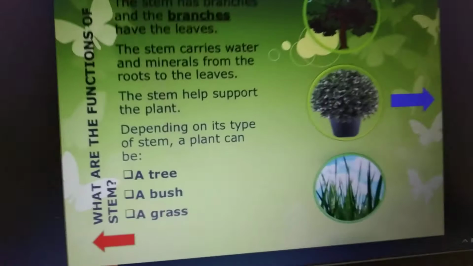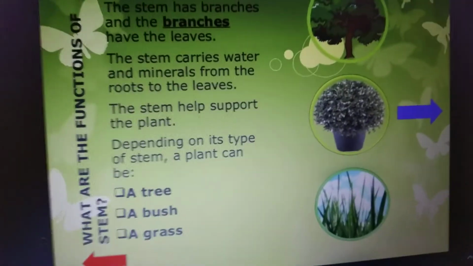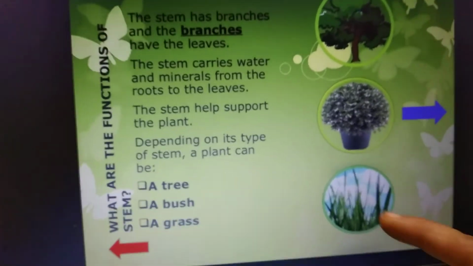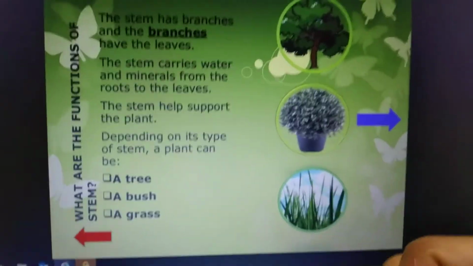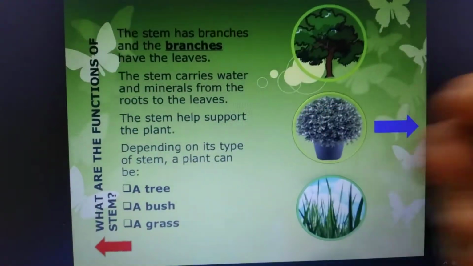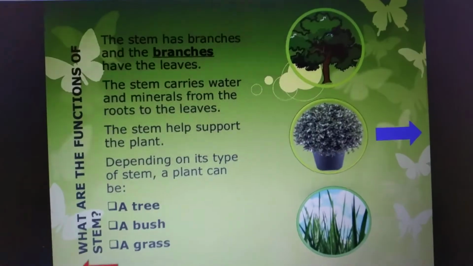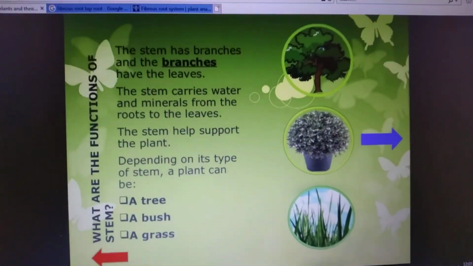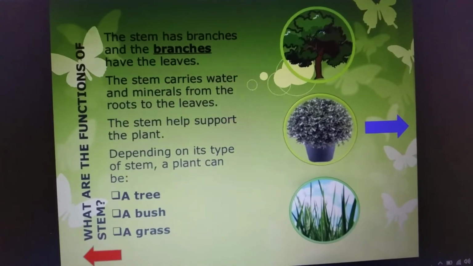And some will be underground stems, children, which store food. We eat these stems. Those are potato, turmeric, ginger. Potato, turmeric, ginger, children. This is a ginger plant. Are you observing? So, according to these types of stems, we will call it a tree, a bush, a creeper, herbs, shrubs. These are the types of plants, children. Understood?